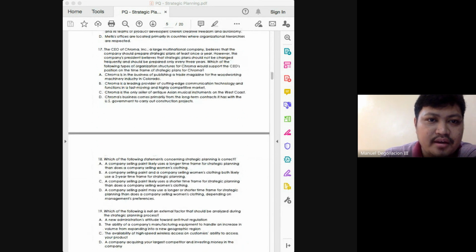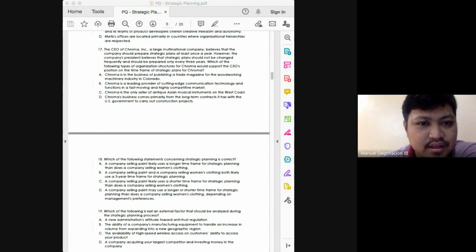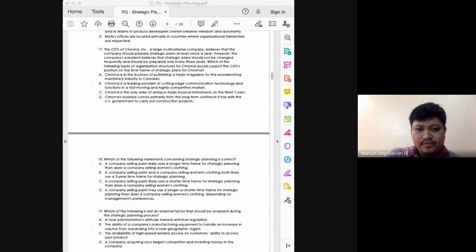Number 17, the CEO of the company believes that the company should prepare strategic plans at least once a year. However, the company's president believes that strategic plans should not be changed frequently and should be prepared only every 3 years. Which of the following types of organization structures for the company would support the CEO's position? So your strategic plan should not be changed every year. But here, even the suggestion of the CEO is relatively shorter than what is customary. Normally you will have strategic plans for 5 to 10 years. But here the CEO is suggesting only 3 years.